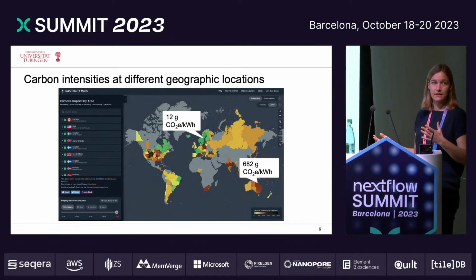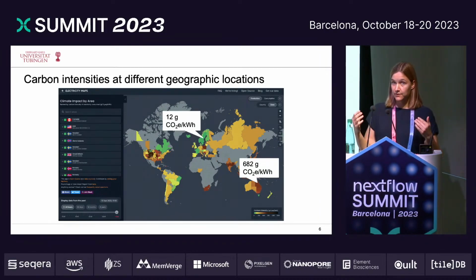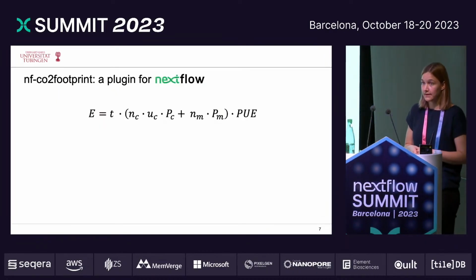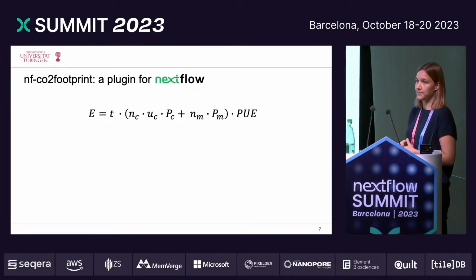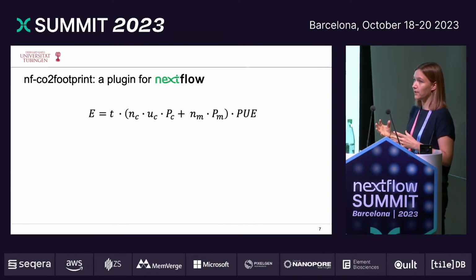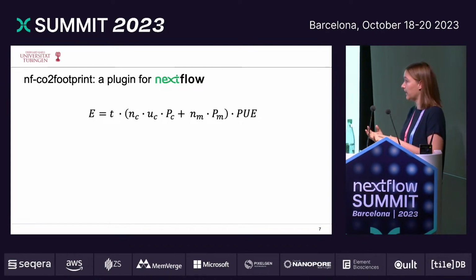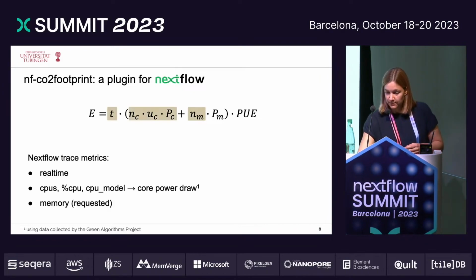So with this we have seen the underlying method and which type of data sources are important for this context. So we made use of these methods and implemented this into a new Nextflow plugin, which is called NF CO2 Footprint. And this is basically using the same underlying equation, just that we compute this for each task of the pipeline on the fly while making use of the Nextflow trace metrics. So which metrics are we actually using?